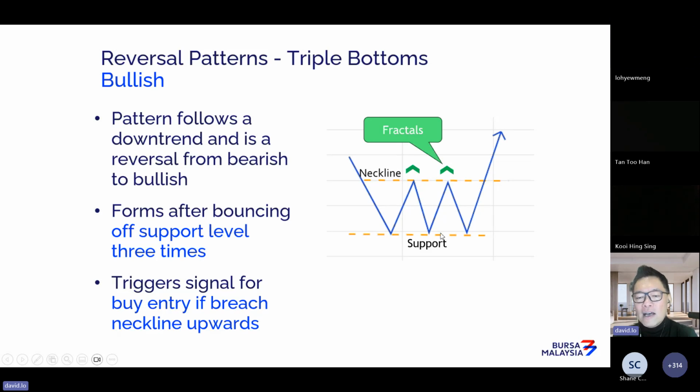Same information, hits a support level 3, almost the same price, then breaks this neckline, which is also a fractal. Okay, so if you recognize the fractal buy and sells, which you will do afterwards, you will recognize that this trend is moving upwards.